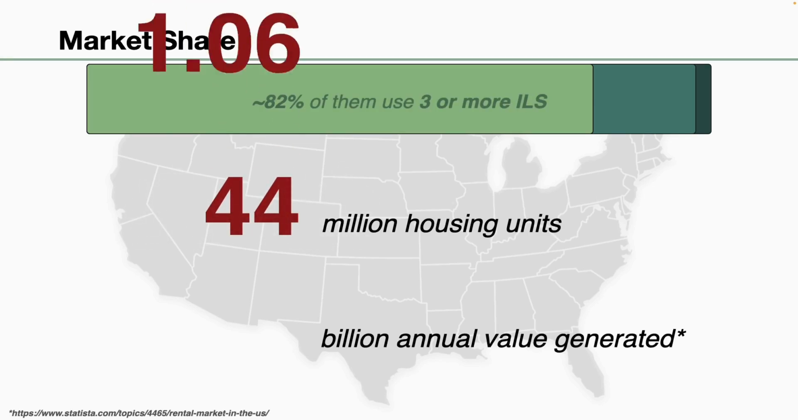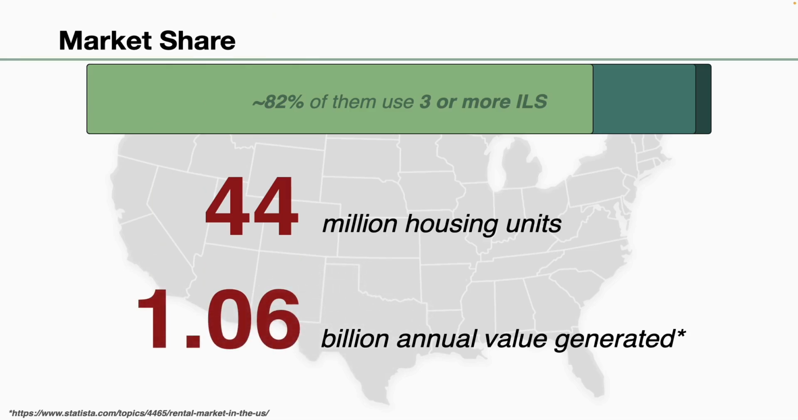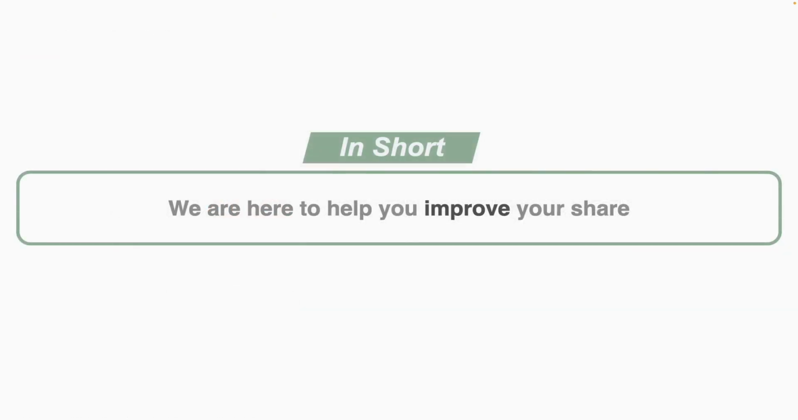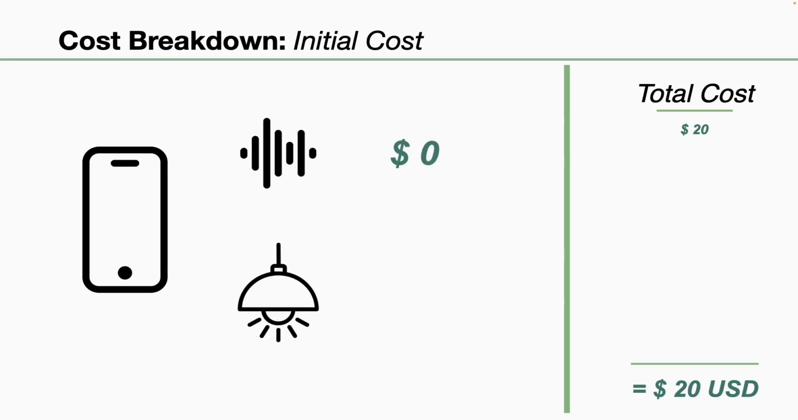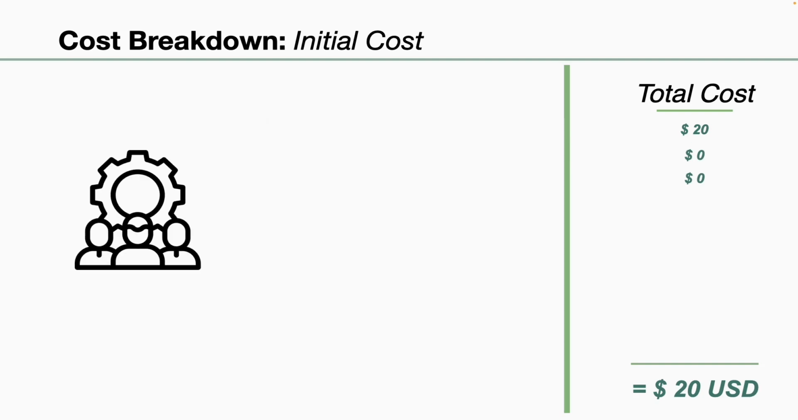44 million housing units, 1.1 billion in annual value generated. In short, we would help the platforms improve their market share and generate more value. Our IoT device doesn't need to be fancy. $20 would be enough. What about the sensors? Sensors are already built in. The sound sensor is already in the IoT device, and so is the light sensor.